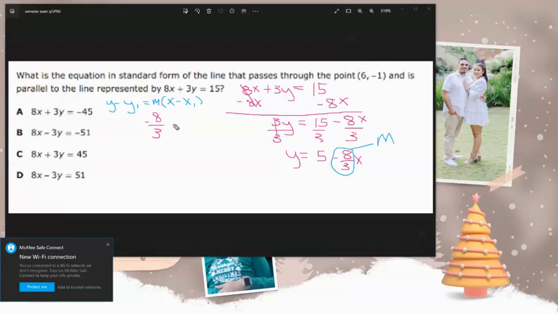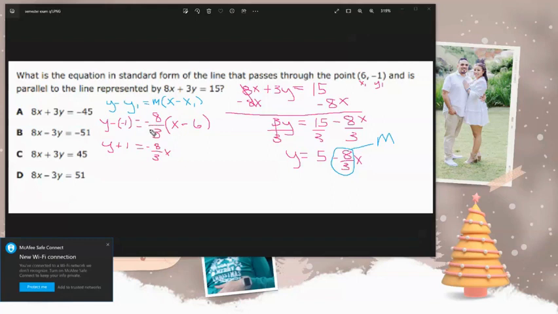And then on the sides, I'm going to plug in my x1 and my y1. We're going to have x minus my x1, which is going to be 6, because that's my first x. Then my y1 is going to be negative 1. So we're going to have 6 here, equals y minus negative 1.